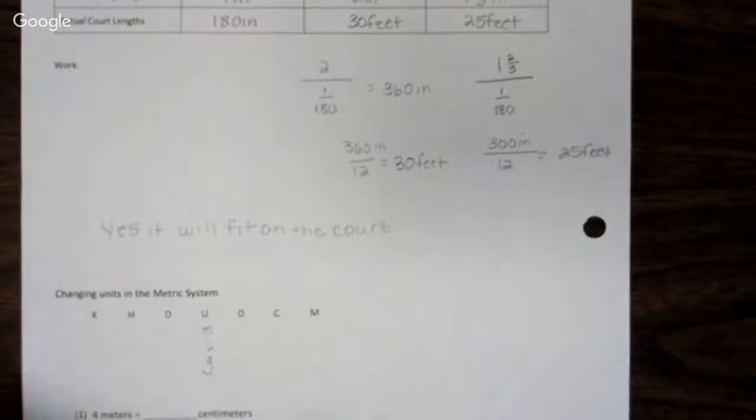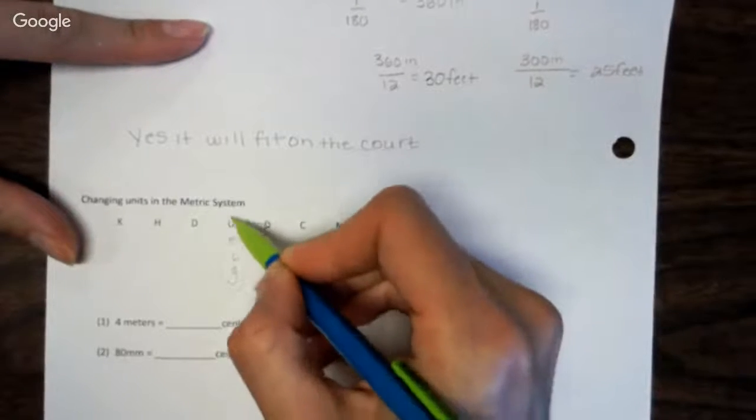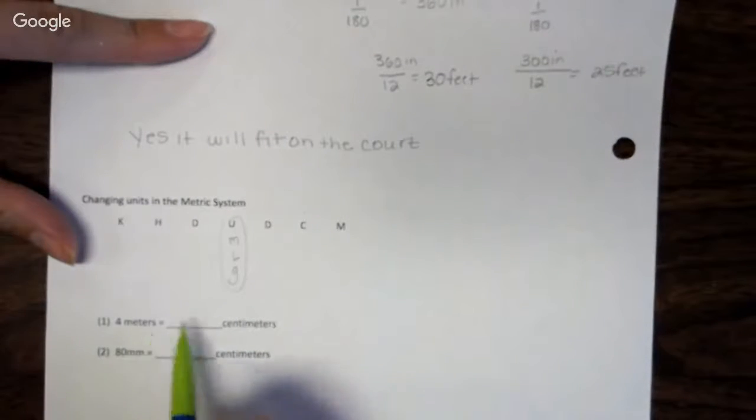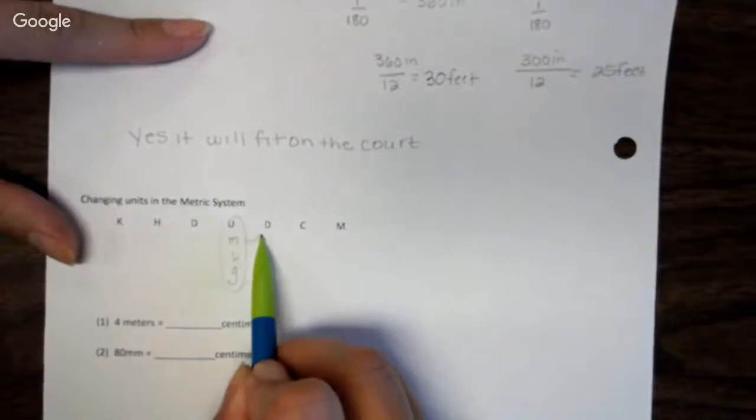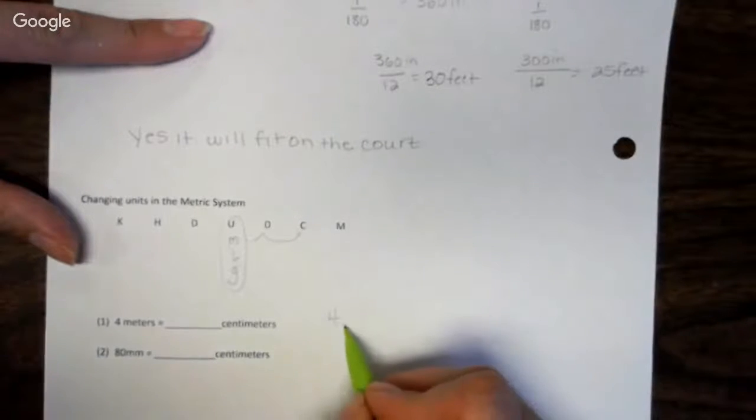So if we're talking about meters, that means we're starting at the U. So we want to go to centi. So I would go 1, 2 spots. Notice I'm going to the right. So if the decimal place is after the 4, as it is in all whole numbers, we're going to go 2 spots to the right, which would be 400.